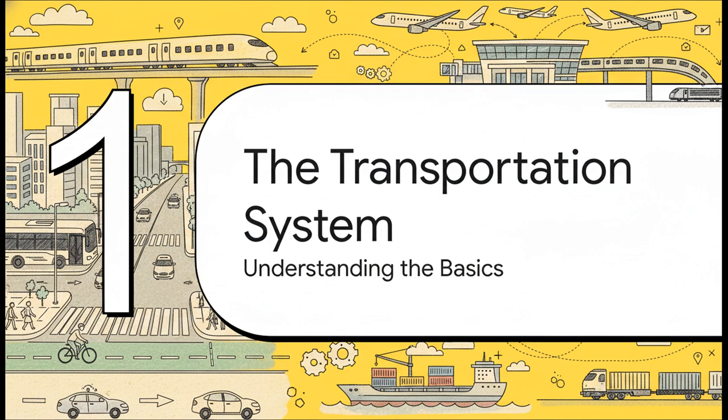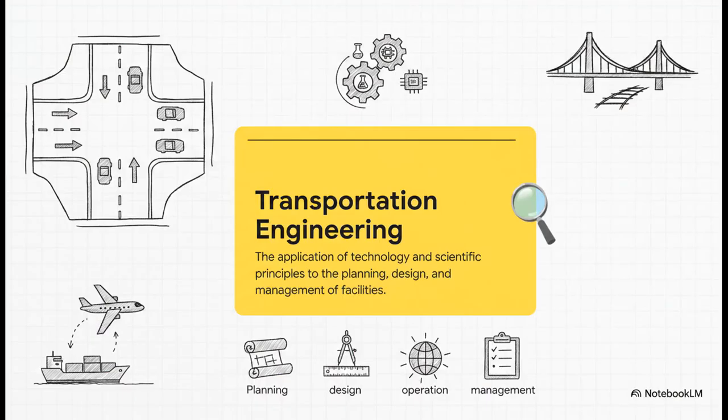What even is transportation engineering? You're probably thinking about roads, bridges, that sort of thing, but as you're about to see, it's so much bigger than that. Okay, so here's the textbook definition. And yeah, it sounds a little academic, but zoom in on those 4 keywords: planning, design, operation, and management. At its heart, transportation engineering is all about using science and tech to move people and things around safely and efficiently. That's really the big idea.